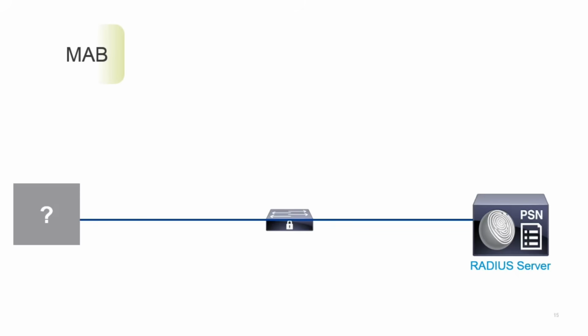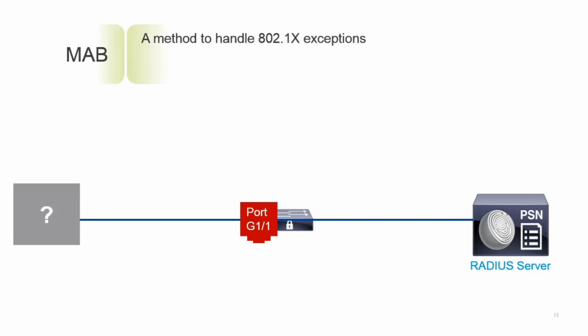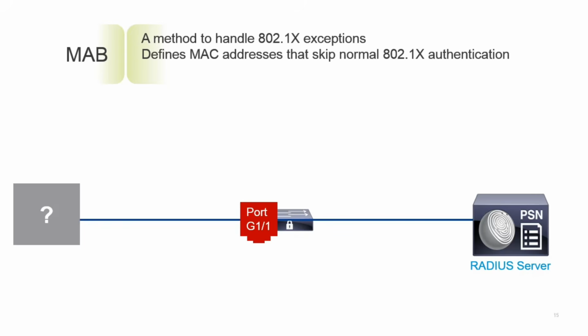Let's take a look at how MAB operates. MAB enables port-based access control based on the learned endpoint MAC address. It provides a method to handle 802.1X exceptions. Certain MAC addresses are allowed to skip the regular 802.1X authentication process.